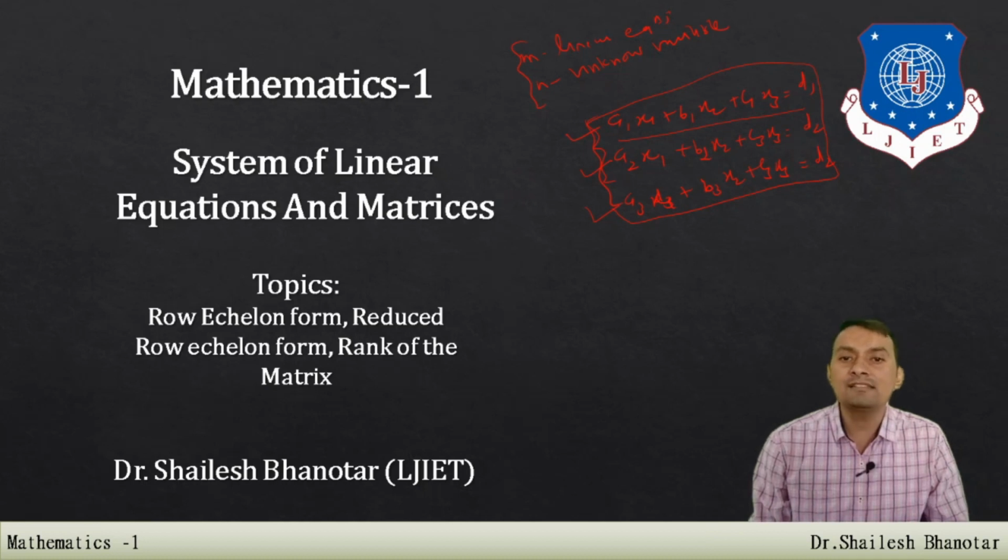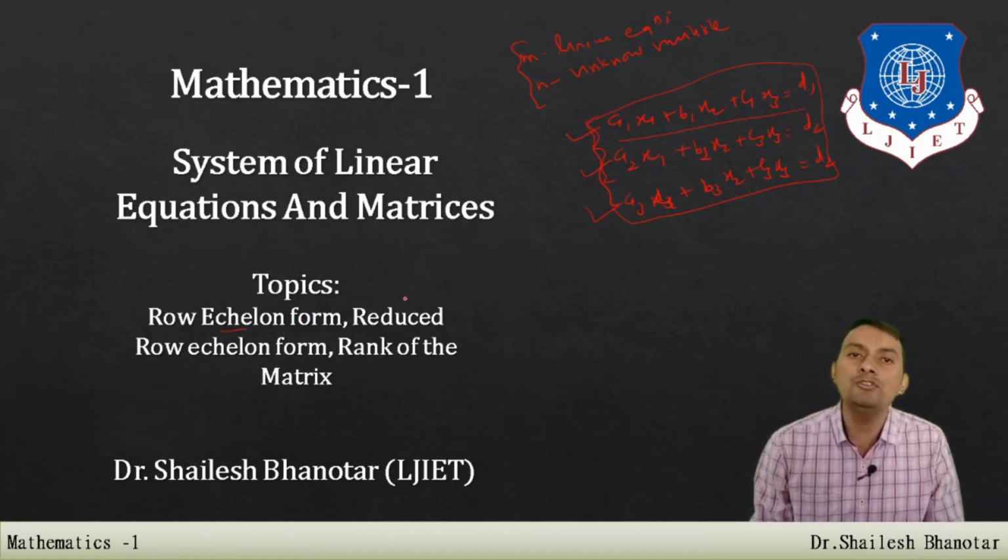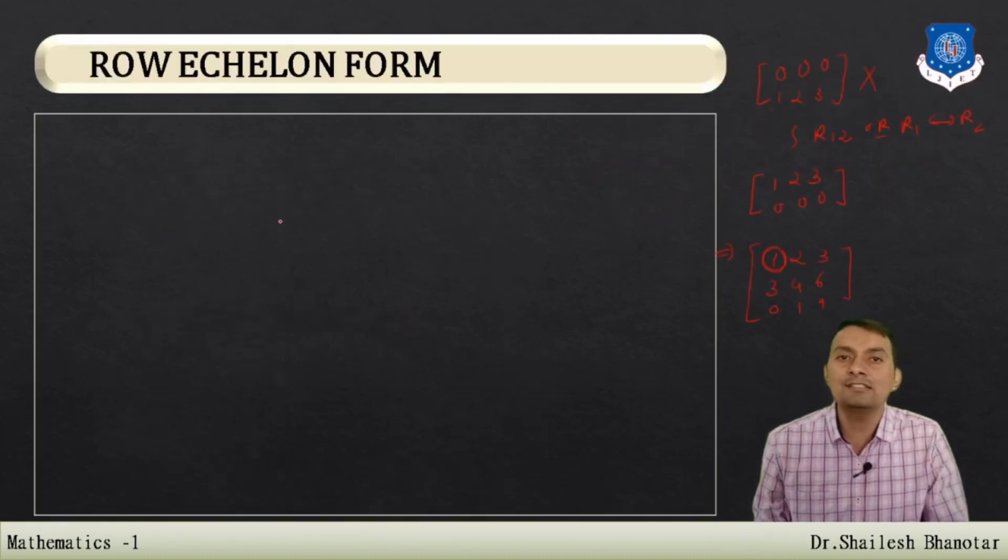So here, let us first start with row echelon form. Why are we going to first understand the row echelon form? Whenever we use the Gauss elimination and Gauss-Jordan methods, we have to convert the given matrix to an equivalent standard form, that is row echelon form, or you may say the reduced row echelon form. So for that purpose we have to first understand the row echelon form.